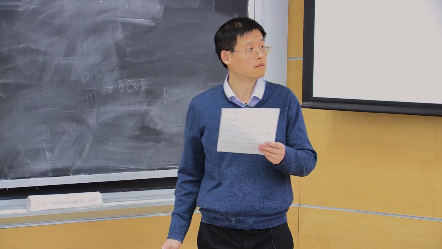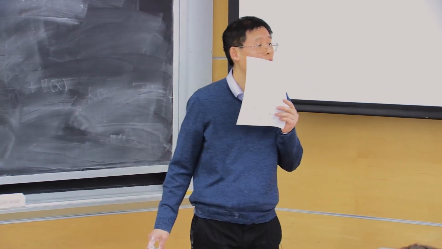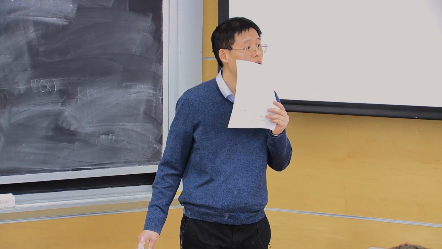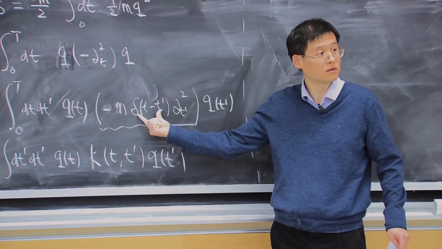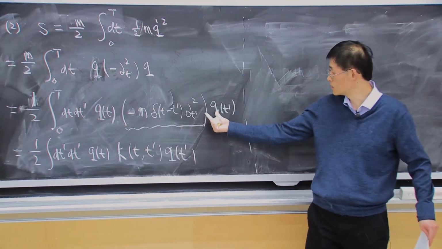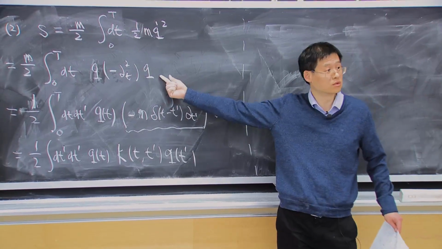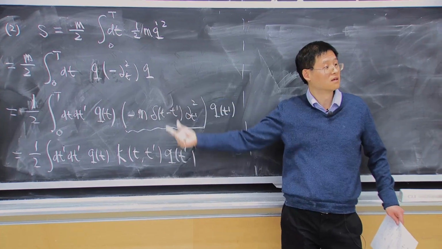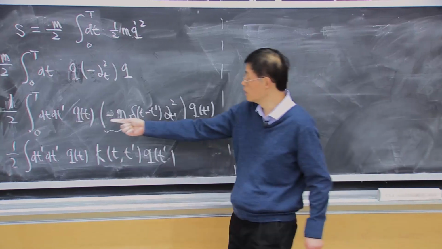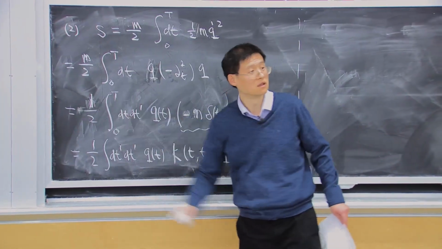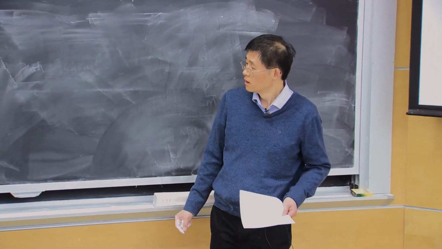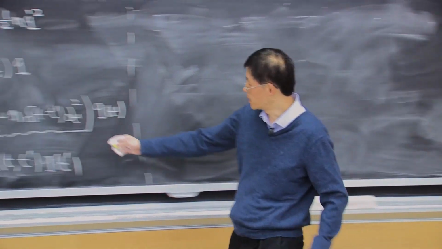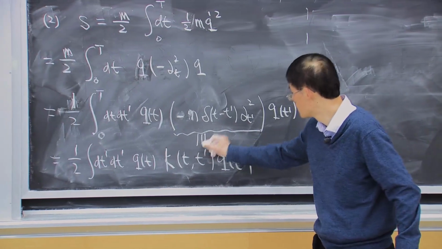Question? What's the integral over dt prime? Yeah, the integral over dt prime you can just evaluate using this delta function, and then it just goes away. Here it all becomes t, and you reduce to that. Is it an all-time integral? Oh, no, it's the same range from 0 to T. So now I just call this thing k.